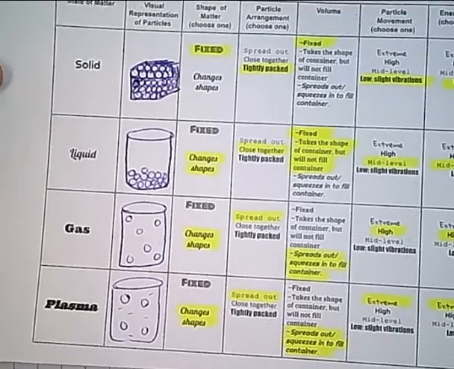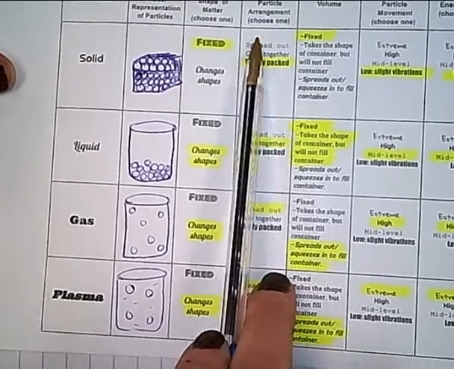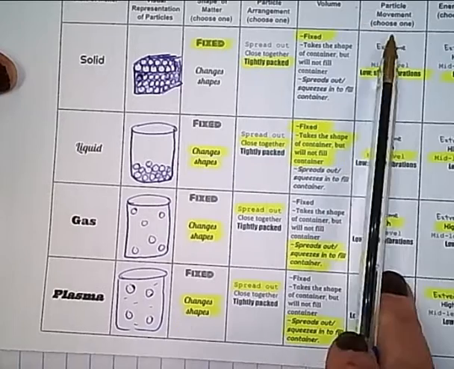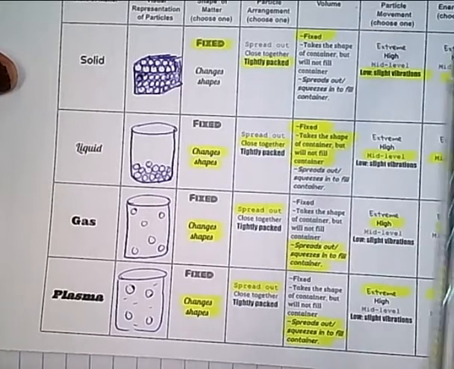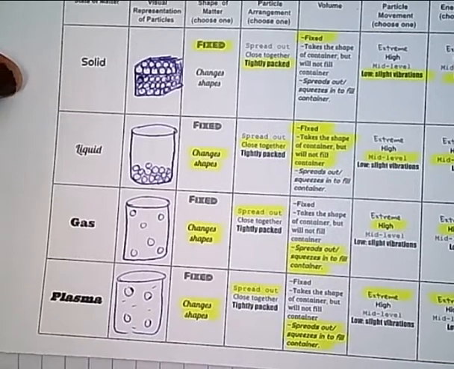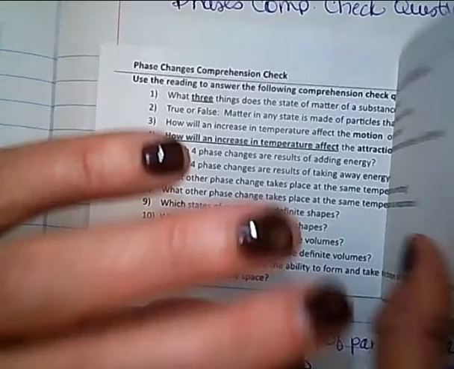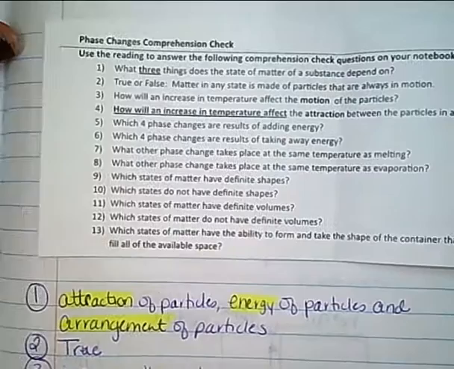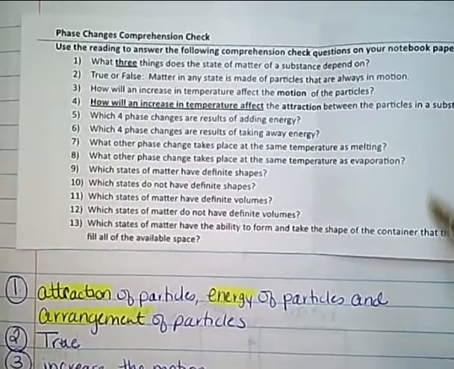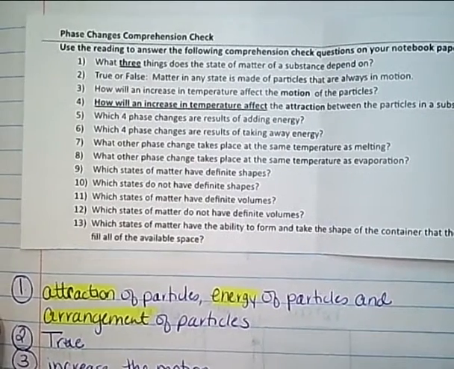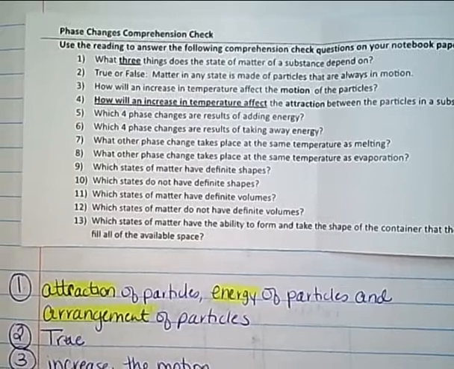But remember, we went back over the particle arrangement, the volume, the movement, and the energy level there. All right, if you look at page 29, we did this. And these were our comprehension questions that we did together in class. So we did those, and I gave you time to work on them. Some people had to take that home and finish those for homework.